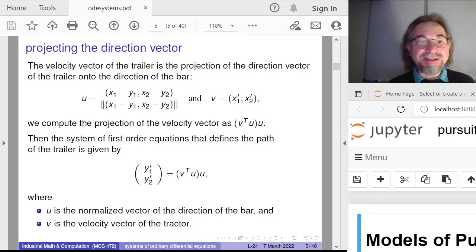Okay, so then we have a system of first order equations. And how do we compute this? We compute the right hand side by normalizing the direction in which the trailer is moving. At any moment we have the position of both the tractor and the trailer. So we normalize that vector and then we compute the projection. We also have the velocity vector of the tractor.